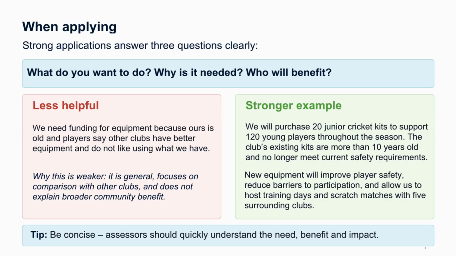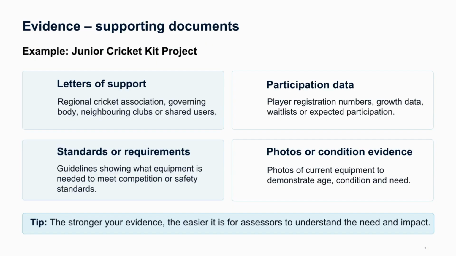A stronger version is specific. For instance, the club would like to purchase 20 junior cricket kits to support 120 young players because the current kits are over 10 years old and no longer meet safety requirements. It then explains the impact, improving player safety, reducing barriers to participation, and enabling training days with neighbouring clubs. The tip here is to be concise. Help assessors quickly grasp the need, the benefit, and the impact.